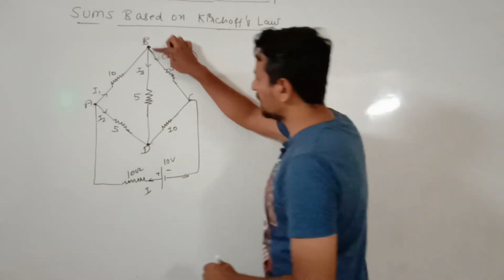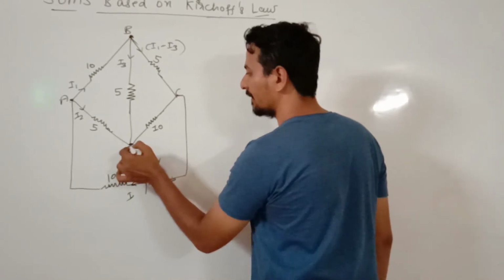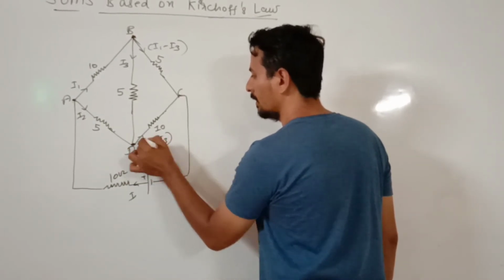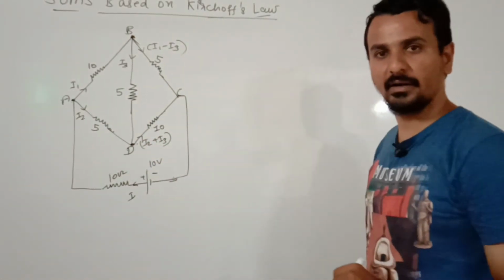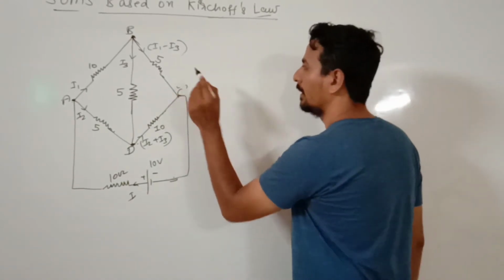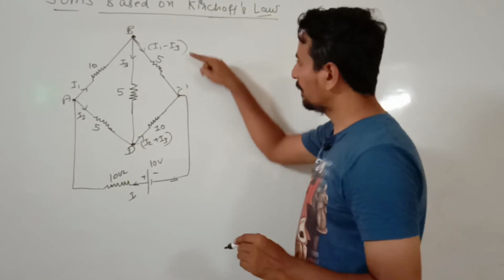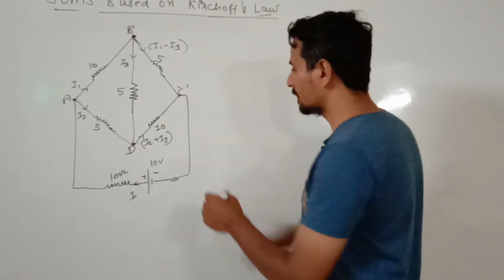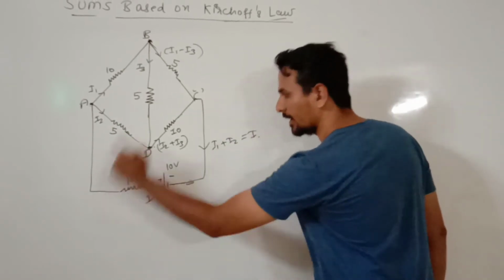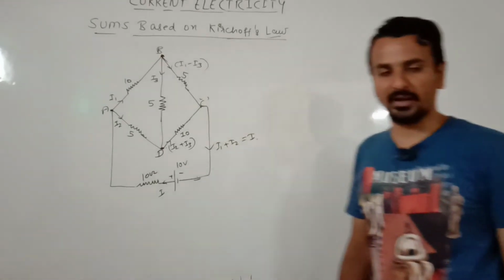Now I3 from this direction and I2 from this direction will meet at point D, and I2 plus I3 is the current which will flow through the 10 ohm resistance. Again at point C, I1 minus I3 plus I2 plus I3; minus I3 plus I3 gets cancelled. So finally I1 plus I2, which equals I, so the total current gets back. This is how the current gets distributed in the circuit.